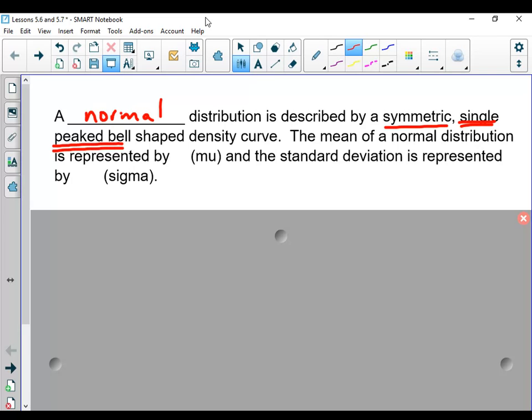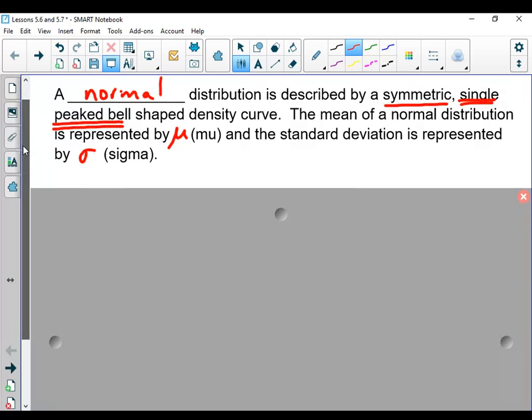A couple small notation things. Whenever they refer to the mean of a normal distribution, they're going to use the Greek letter mu. So if you ever see that, they're talking about the mean for that distribution. And then the standard deviation is represented by sigma. And again, if you ever see that, that means we're talking about standard deviation. So not huge things that you have to memorize or anything, just in case you happen to see those symbols, you know what they're talking about.